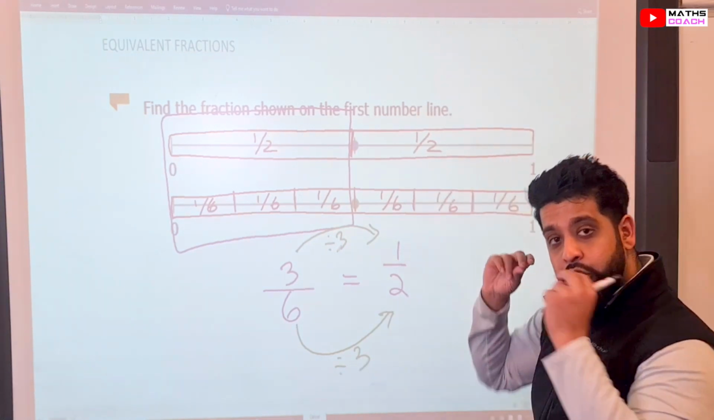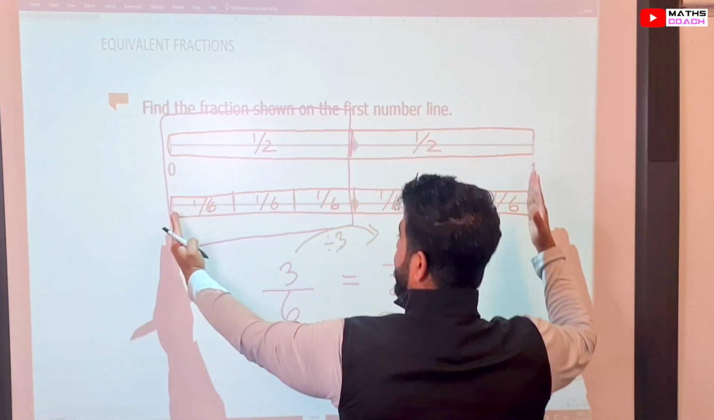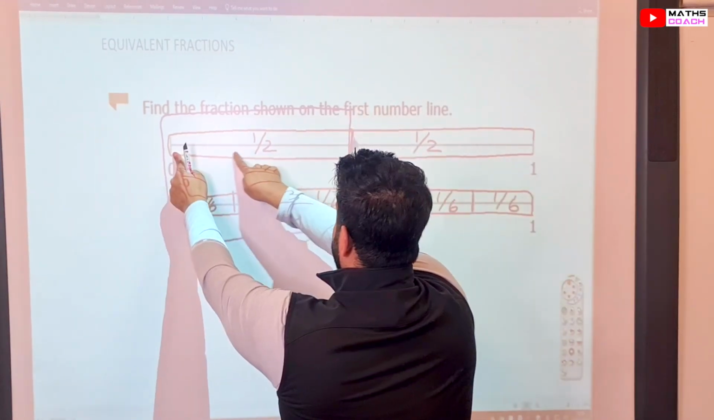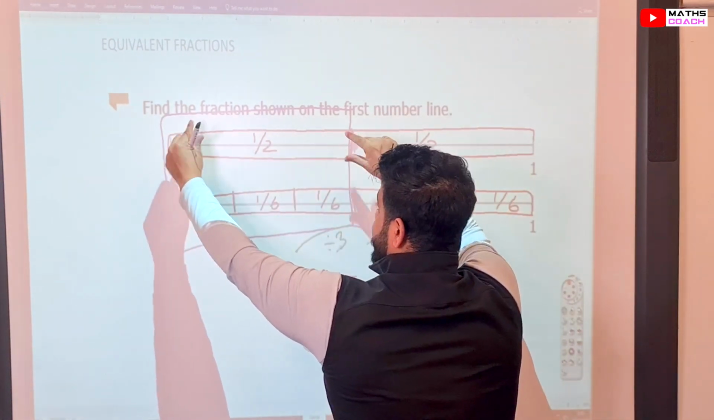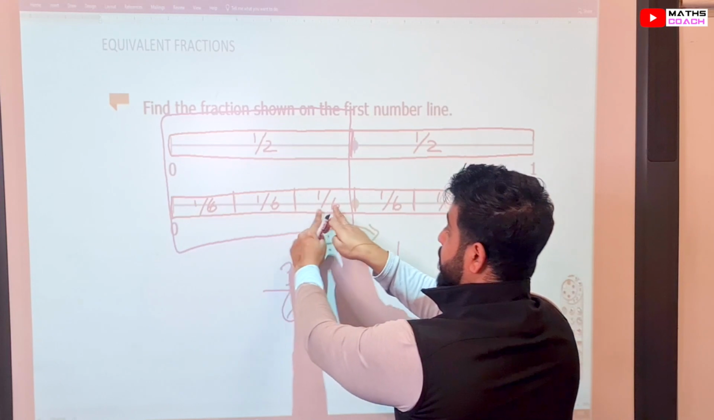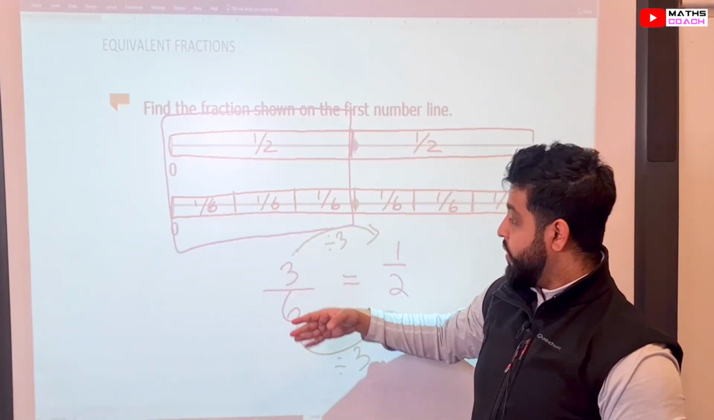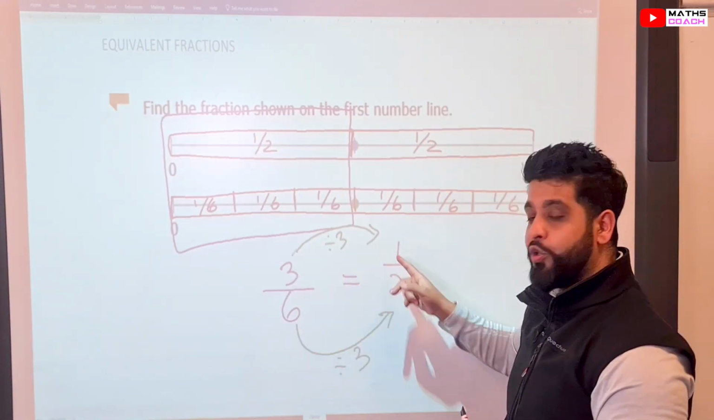equivalent fractions. Just to summarize everything, that the same shape, we have the equivalent fraction, we looked at the halfway point and we said, right, this is one half, this is another half. 1 half of this shape is equal to 3 lots of 1 over 6's, okay? And then we made that conclusion that 3 over 6 is equal to 1 over 2.